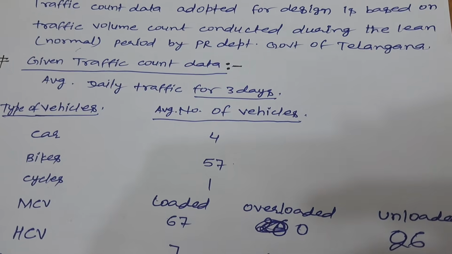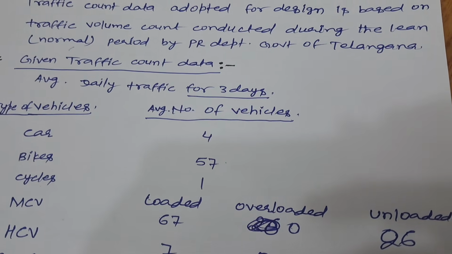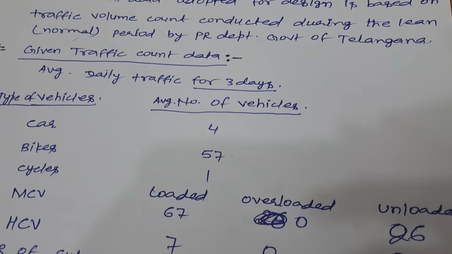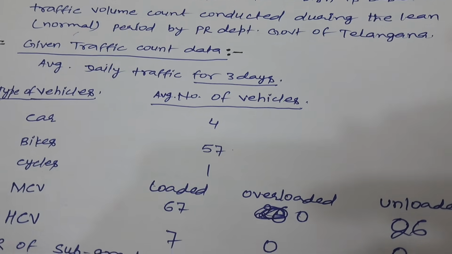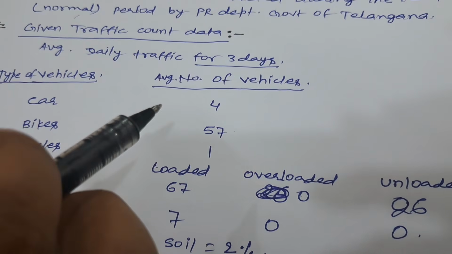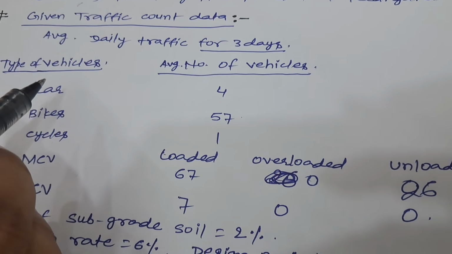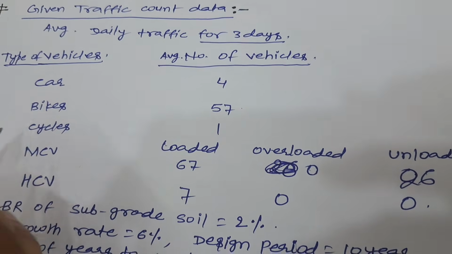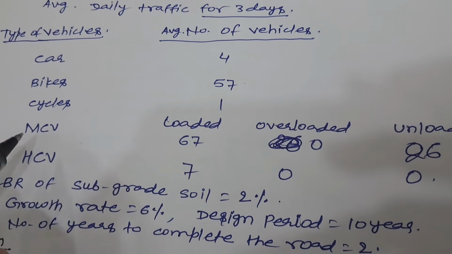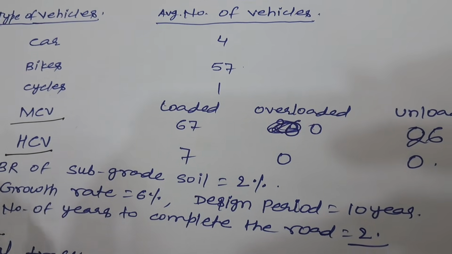Now we will take one example of how to design flexible pavement. The traffic count data for design is based on traffic volume count conducted during the lean or normal period. This data is conducted by the PR department, Government of Telangana. So this data is for average of 3 days. So, types of vehicles are cars, bikes, cycles. MCV means medium commercial vehicles. HCV means heavy commercial vehicle.